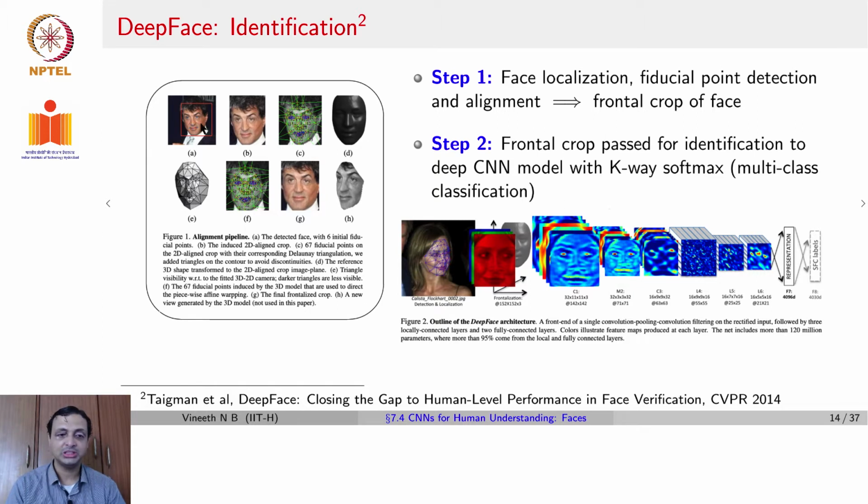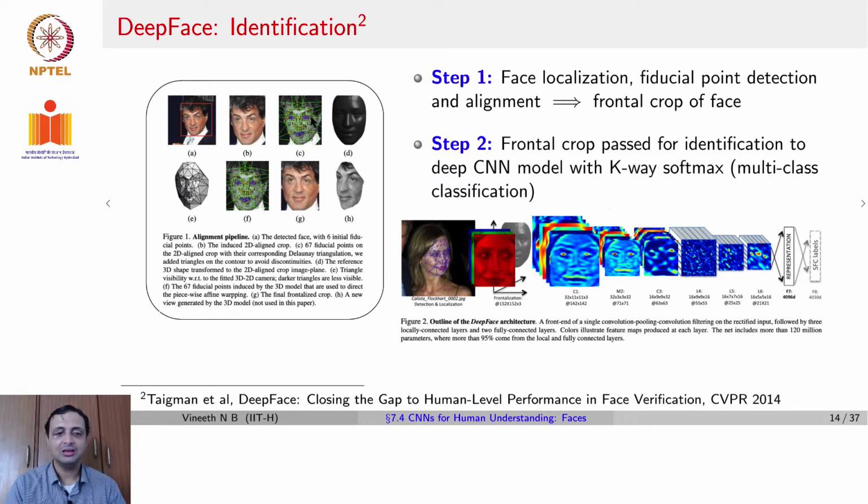This image on the left shows the steps that were involved to obtain the frontal crop. Given the input image, the first step is to detect the face and crop out the face from the image. Then about 67 fiducial points are detected on the 2D crop and they are triangulated. These 67 fiducial points are different markers on the face, such as tip of the nose, corners of the eyes, corners of the lips, so on and so forth. There are existing methods that can do that.